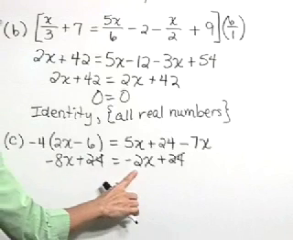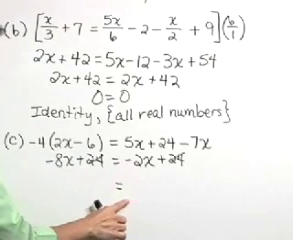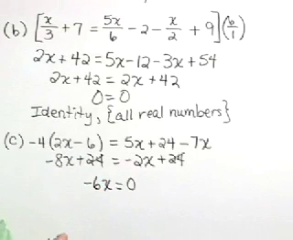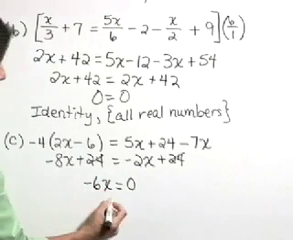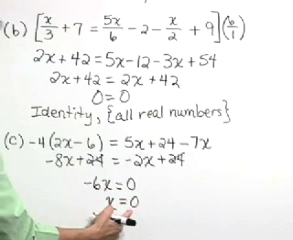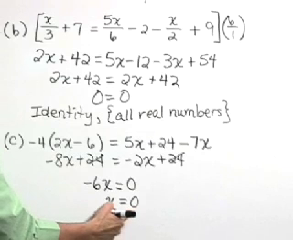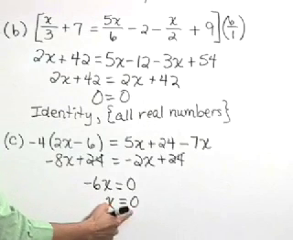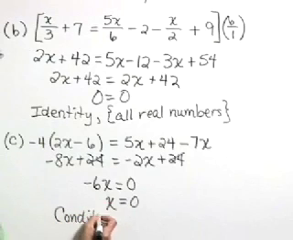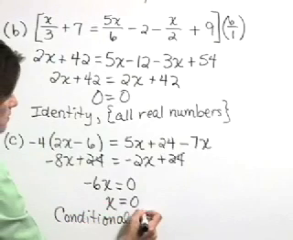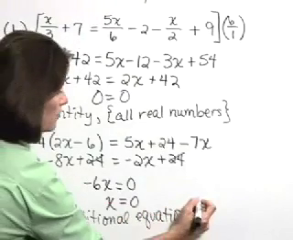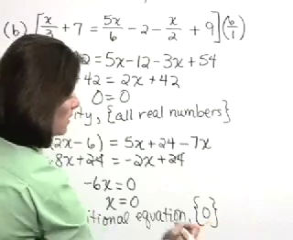So negative 8x plus 2x is a negative 6x. That's equal to 0. Dividing both sides by negative 6 gives x is equal to 0. This equation has a solution. It is the number 0. So let's identify this equation then as a conditional equation. Its solution set is the number 0.